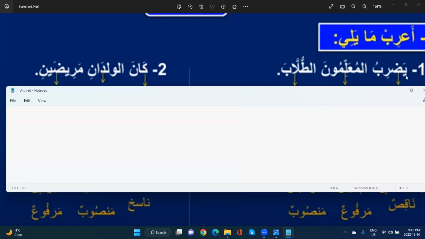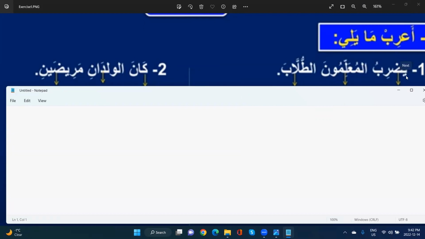Okay, so yadribu is the verb, it's mudare, marfu'. When I say yadribu, that means he hits. If I just stick with yadribu, I would think the translation will be he hits. But in the first siga of mudare, if there is a fa'il in front of it or a little later in the sentence, then that is the fa'il. So the translation will be the teachers hit the students. Who are the doers of this action?